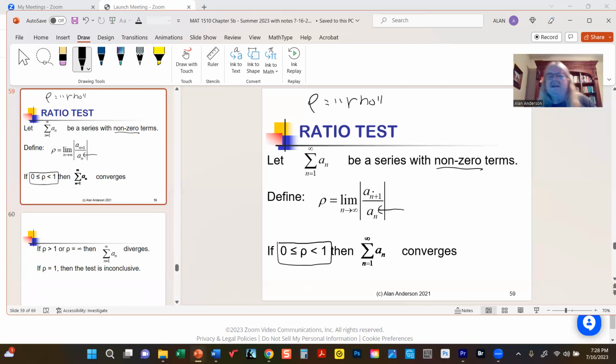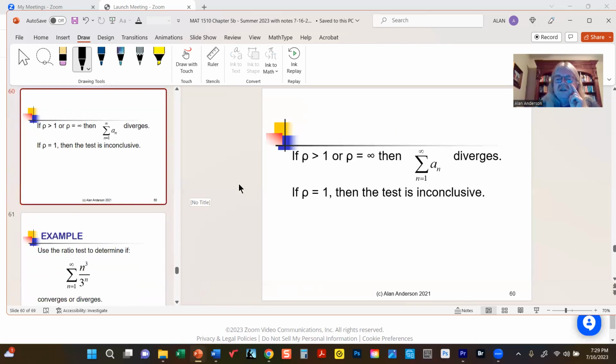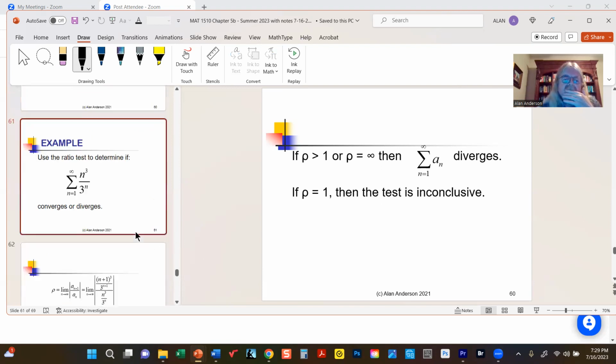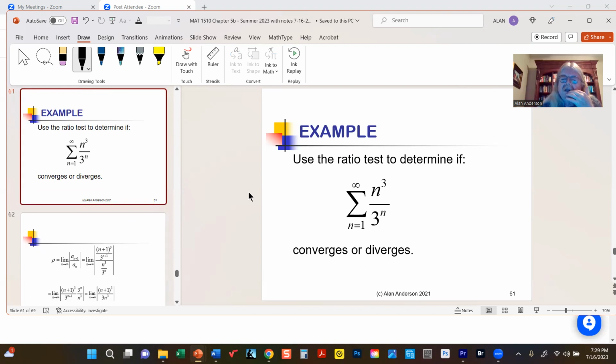Actually, it's more complicated than that, because there are two other possibilities. If rho is strictly greater than 1, or possibly equal to infinity, then the series diverges. But it turns out that if it's exactly equal to 1, then the test is inconclusive, which means you have to try something different. It basically just means that it could go either way. It doesn't tell us what we need to know. So let's try that with this case. We have n cubed over 3 to the n. We want to know if this infinite series converges or diverges.